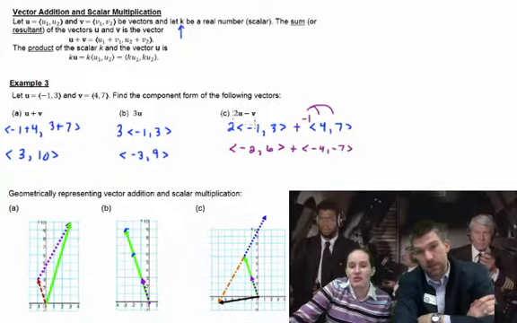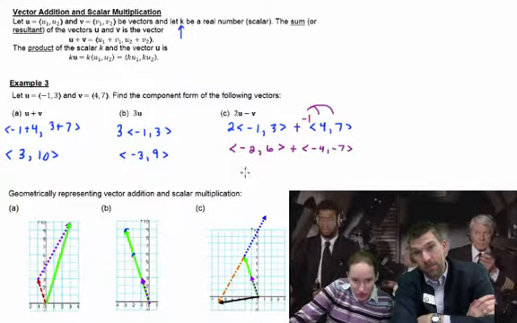Okay, so I just distributed the 2, distributed a negative 1. Now I need to add these vectors together. So that's going to be negative 2 plus a negative 4, which is negative 6. 6 plus a negative 7, which is negative 1. So this is our end vector.